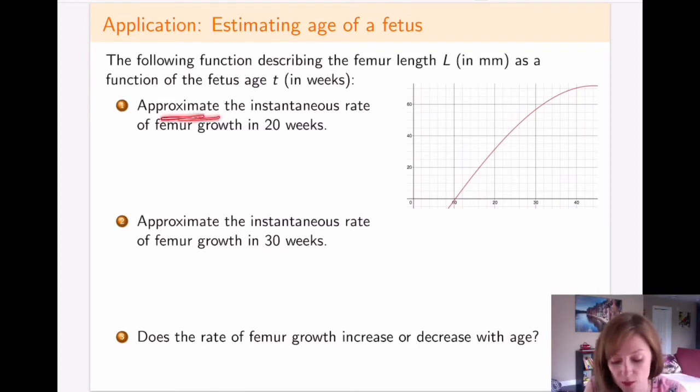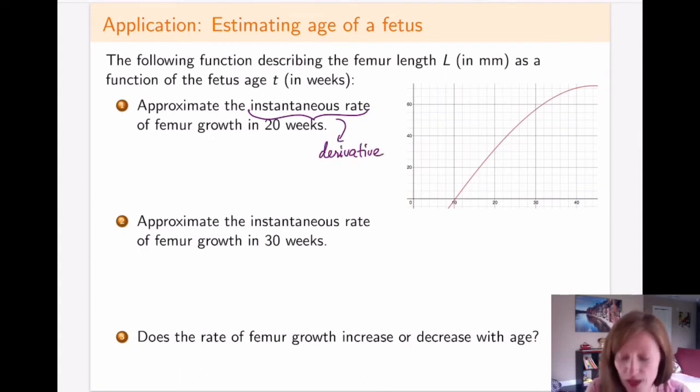First, we're asked to approximate, so that tells us that we're going to have to use estimation from the graph. And we're asked to approximate the instantaneous rate of change of femur growth at 20 weeks. So first of all, instantaneous means we're after the derivative. And because we don't have a function, we have to use the graph. So we have to think of a graphical representation of a derivative, and that of course is the slope of a tangent line. Now I'm given a particular point at which I would have to compute the slope, so that's 20 weeks. So let's take a look at our graph.